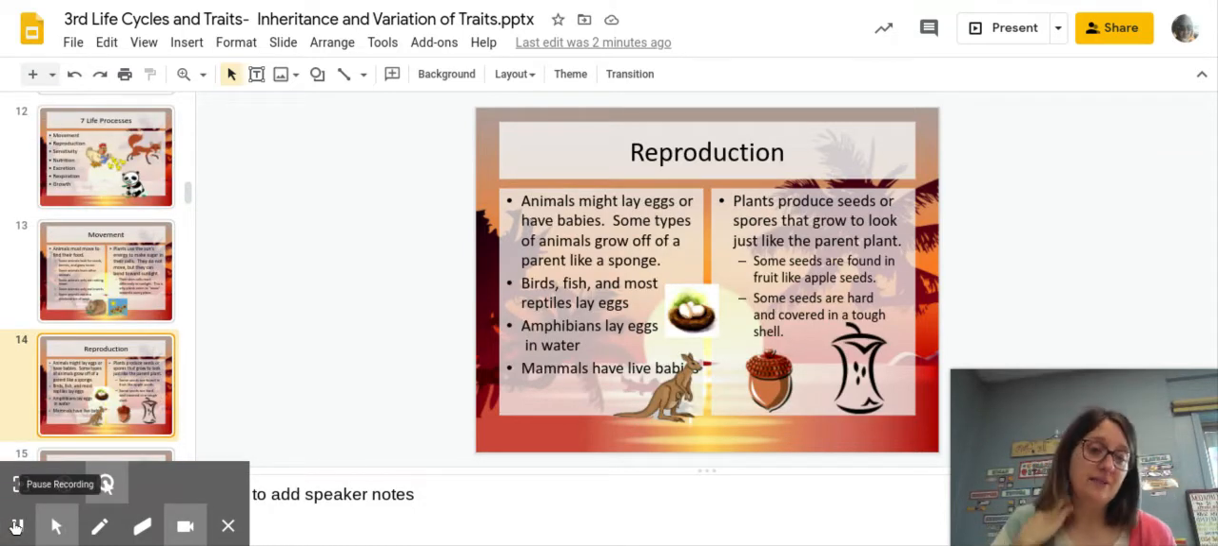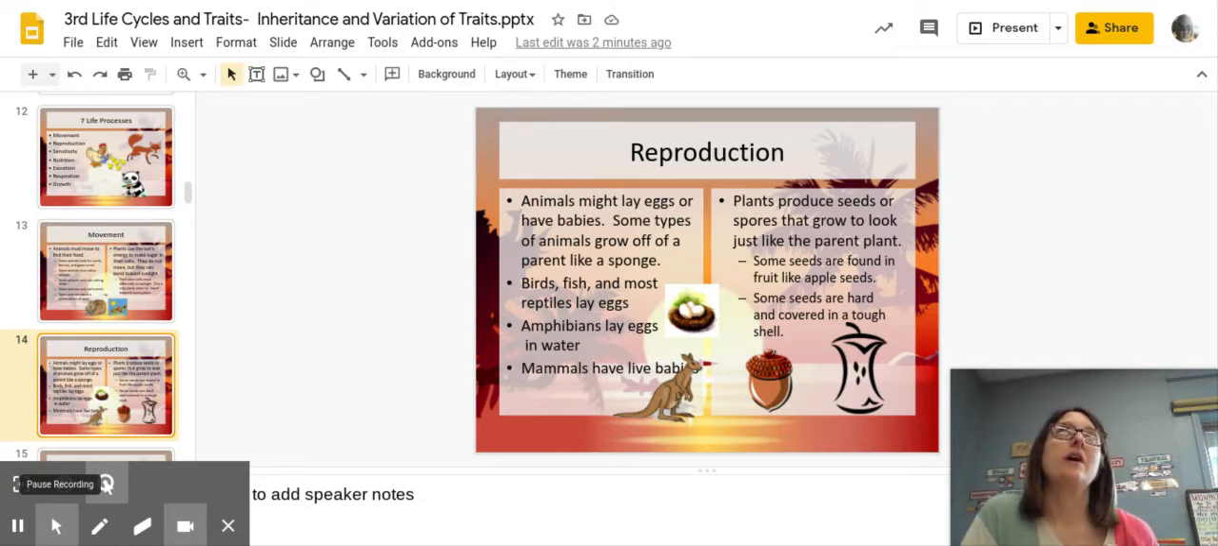The next phase of an animal's life cycle is reproduction. So once an animal has moved, the next thing that makes an animal alive is they have to be able to reproduce. Some animals do this by laying eggs. Some have live babies. There are actually animals that grow off their parents almost like a sponge. So what happens is the baby grows off the parent on the sponge, and eventually it's got all of its parts, so it just breaks off and becomes an adult.